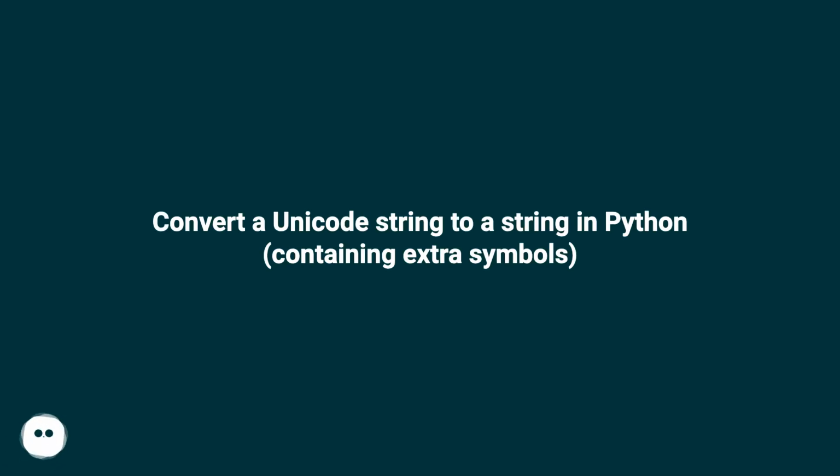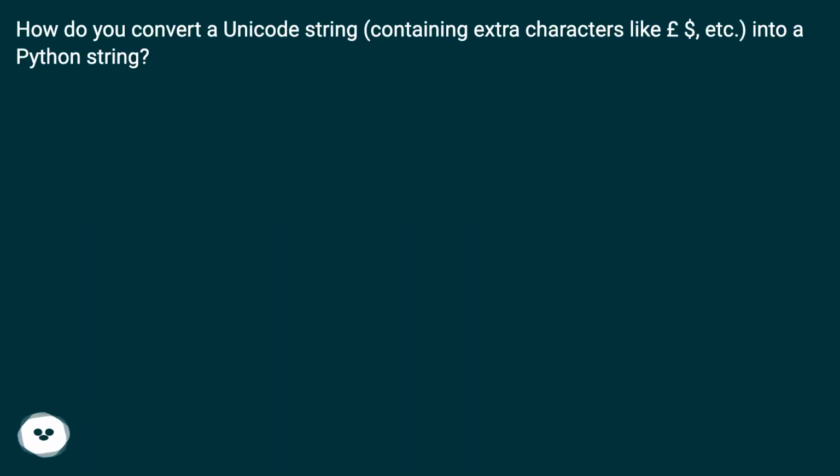Convert a Unicode string to a string in Python, containing extra symbols. How do you convert a Unicode string, containing extra characters like pound, dollar, etc., into a Python string?